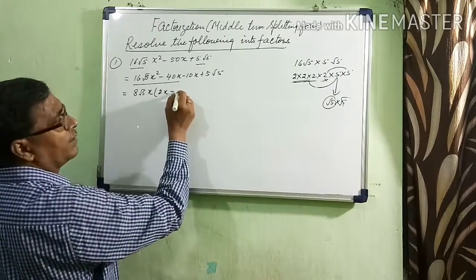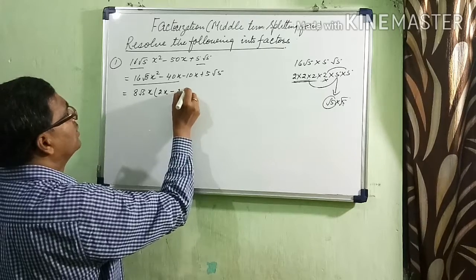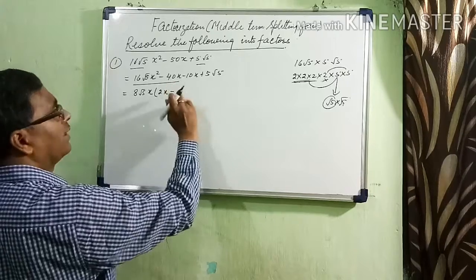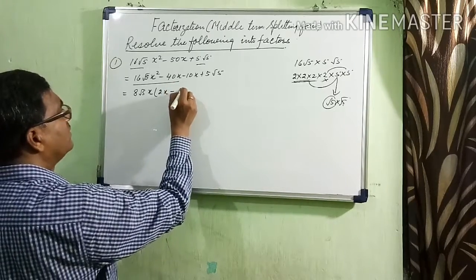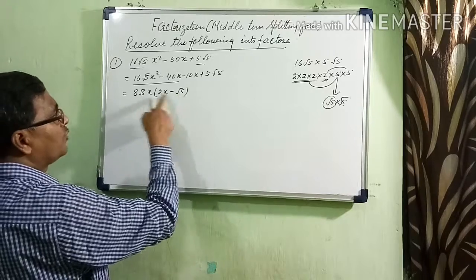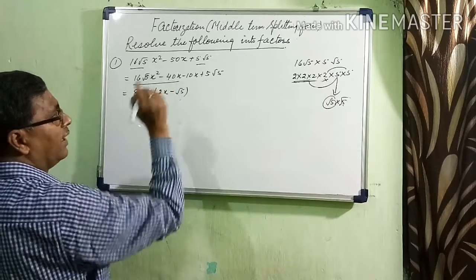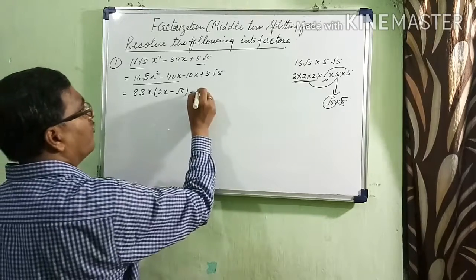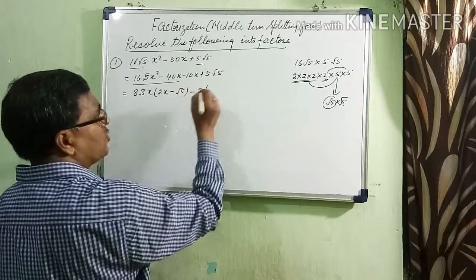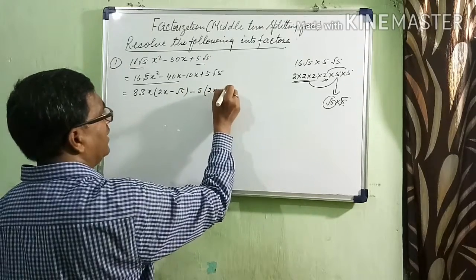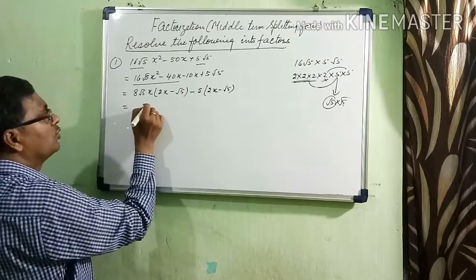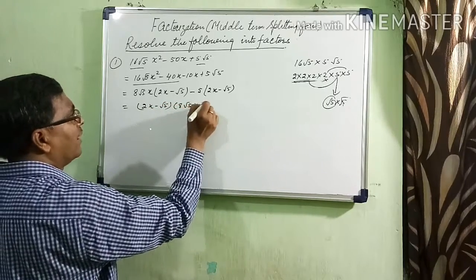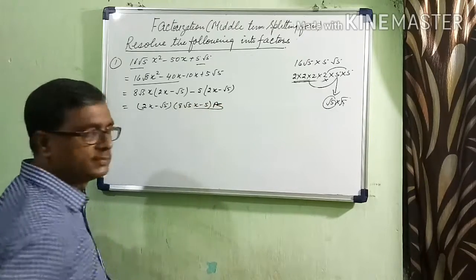So it will be how much? 2, only root 5 is left. 8 into root 5, 40, there is 40. And then minus, what is common here? 5 is common, minus 5 is common, mind it, 2x minus root 5. So 2x minus root 5 into 8 root 5 x minus 5, and that is the answer.